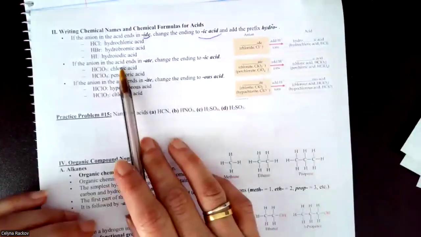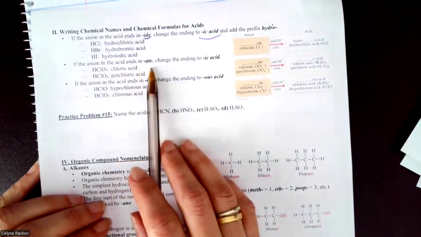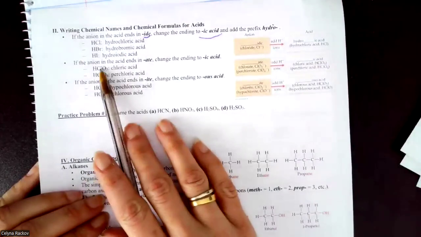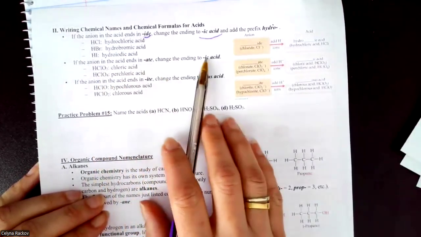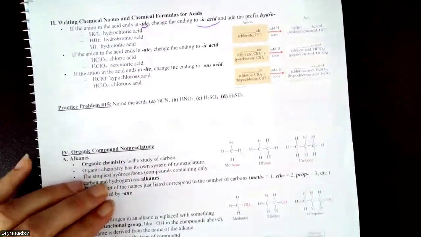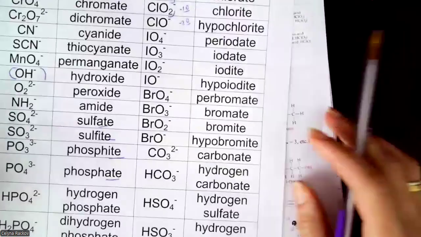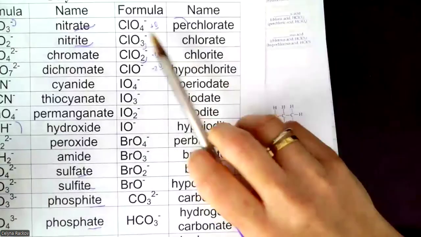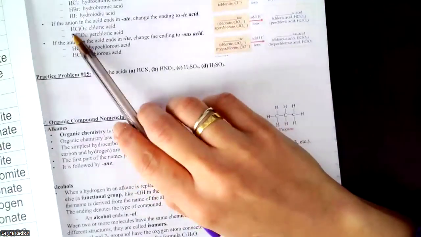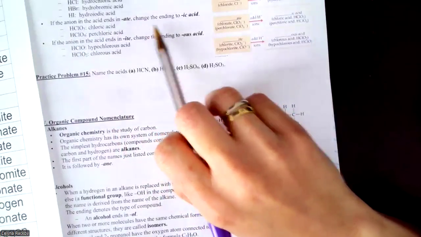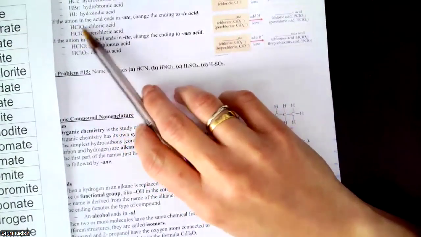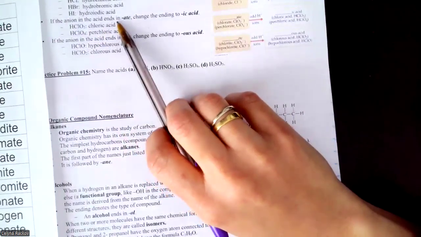All right. If the anion in the acid ends in "ate", like nitrate, chlorate, we change the "ate" to ending "ic acid". So what you saw in the polyatomic ion table, the chlorate is ClO3 minus. So ClO3 minus, the "ate" changes the end to "ic acid". So chlorate, in the acid with hydrogen before, will be chloric acid.